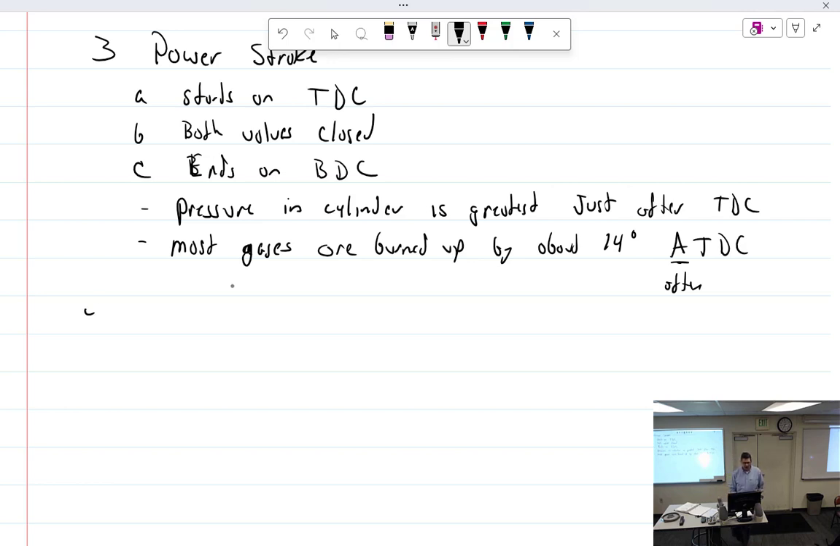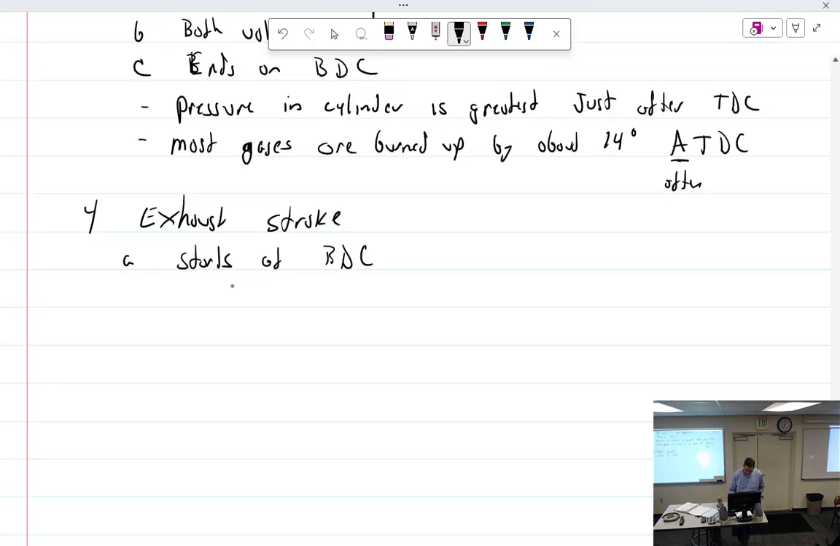And then our last stroke, exhaust, which starts at bottom dead center. Good thing, because that's where we left off. Exhaust valve is open, and it ends on top dead center. And what happens next? Intake. The intake starts. So that's going to start all over again.